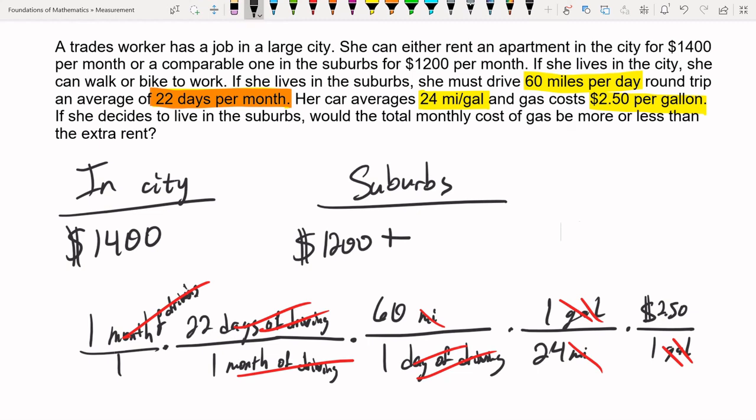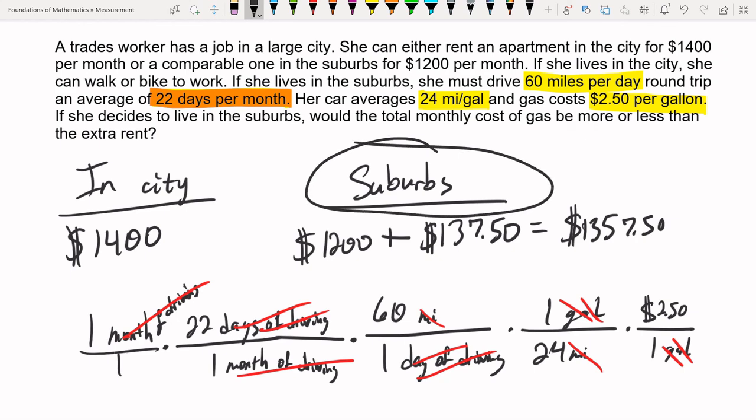Okay, multiplying this out, I get 1 times 22 times 60 times 2.50, and then on the bottom we have just 24. That gives me $137.50. That's the cost of driving for 1 month on average, which is a total of $1,337.50. So it's actually cheaper for her to live in the suburbs than to live in the city.